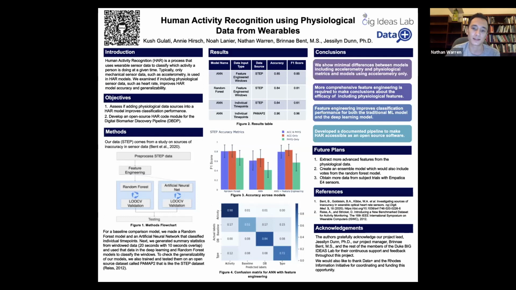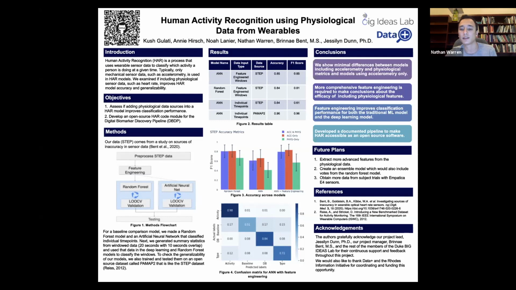This data set, which is called the STEP data set, has a total of 56 participants performing 4 different activities. The labels for these activities are baseline, which is a seated rest, which lasted 4 minutes, deep breathing, which lasted 1 minute, activity, which was walking, which lasted 5 minutes, and typing, which lasted for 1 minute. All activities were performed twice per participant, so we had a total of 22 minutes of data per participant.